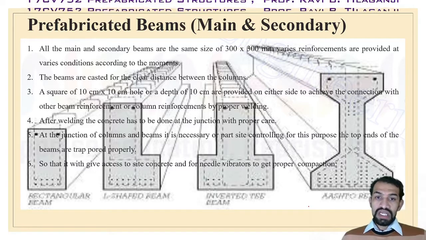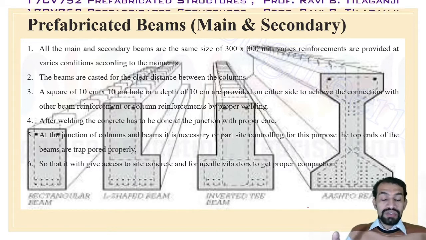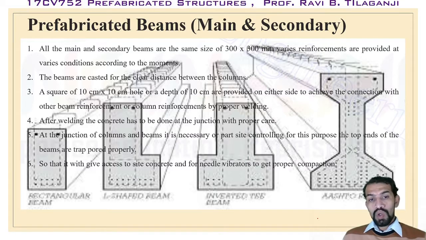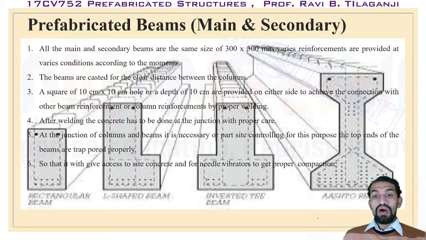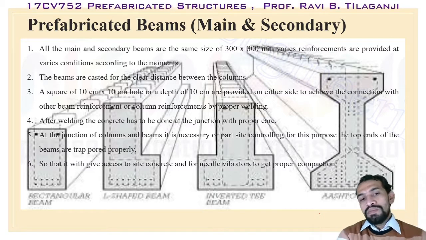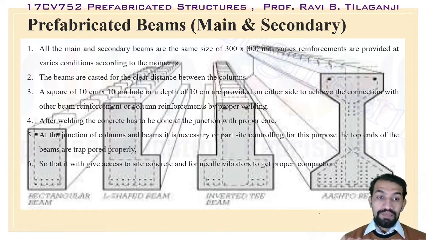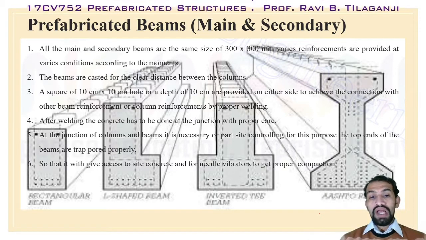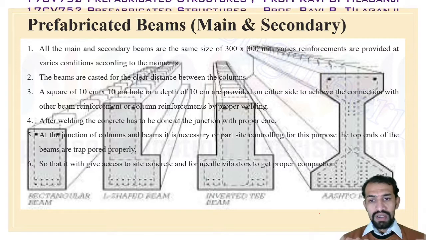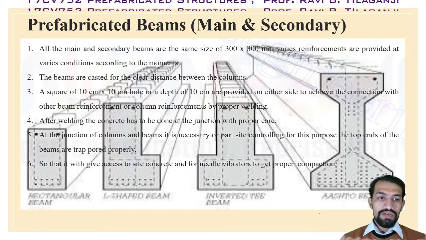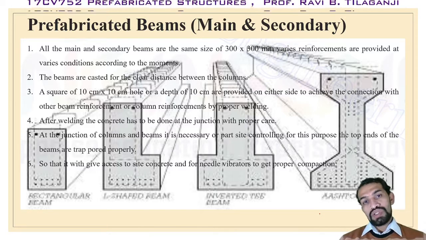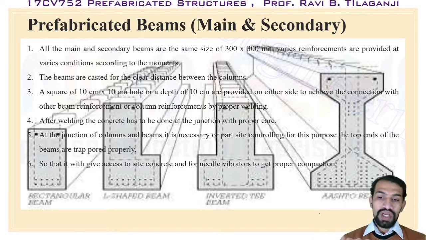The beams are cast for the clear distance between the columns, clear distance, not center to center distance. A square hole of 10 cm by 10 cm, or a depth of 10 cm, is provided on either side to achieve the connection with the other beam reinforcement or column reinforcement by proper welding. After welding, the concrete has to be placed at the junction with proper care. At the junction of columns and beams, it is necessary to provide a part of site concrete for this purpose. The top ends of the beams are trapezoidally poured properly so that it will give access to site concrete and for needle vibrators to get proper compaction.